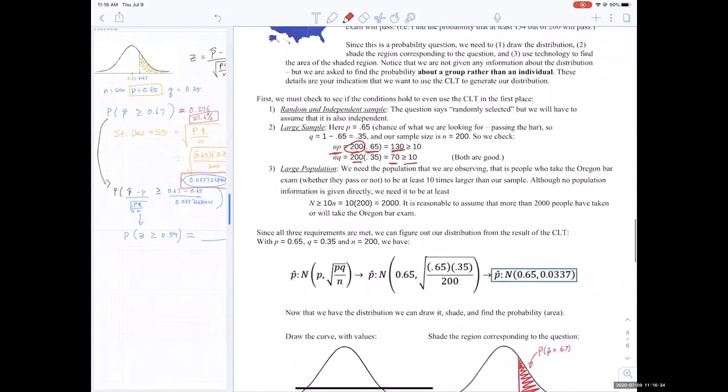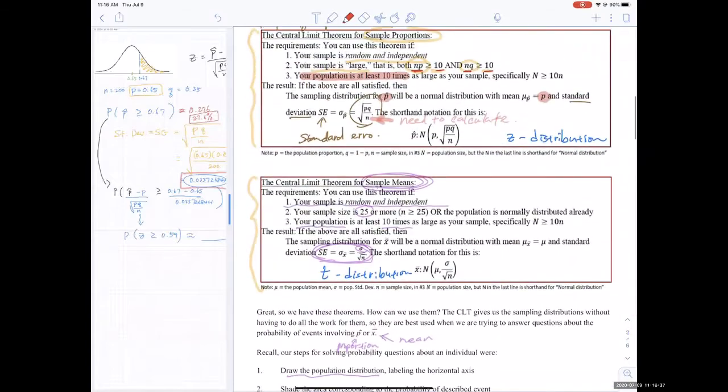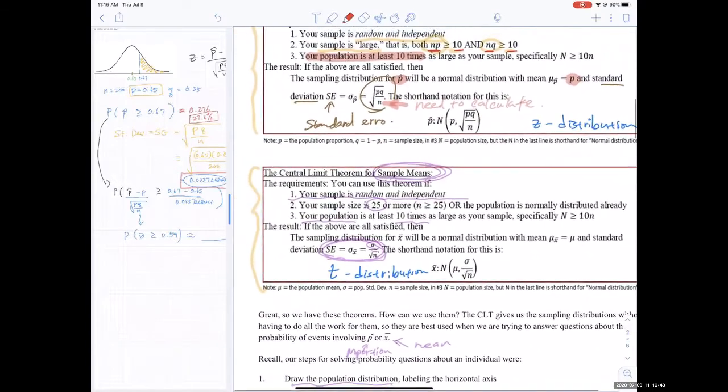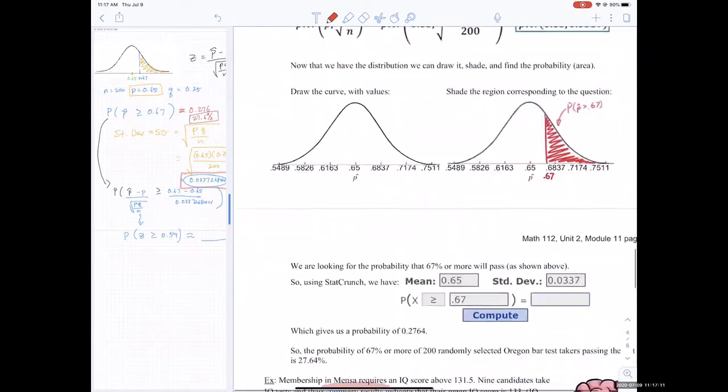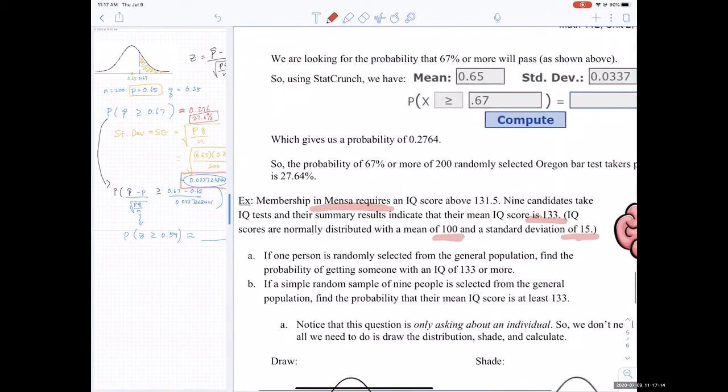But let's look at the conditions here. What are the conditions for this? The central limit theorem for a sample mean requires that you can use the theorem if the sample is a simple random sample. What's your second condition, if we're talking about a mean? Your sample size has to be 25 or more. It's got to be large enough. Is our sample size large enough for our IQ test here? How many samples are we taking?